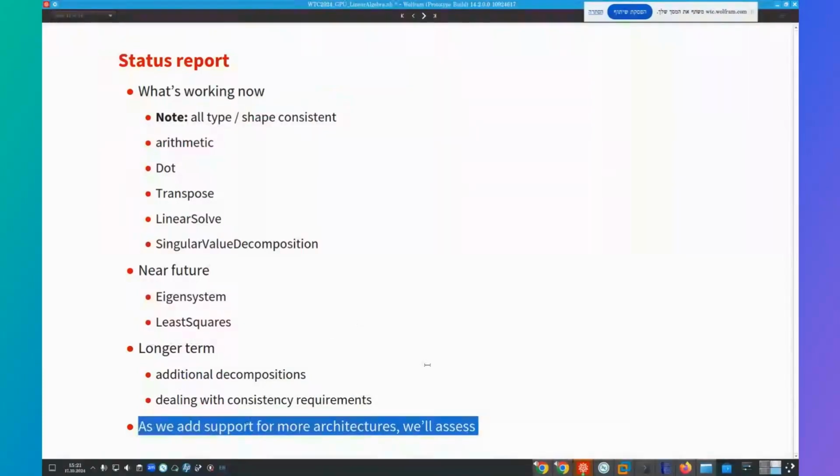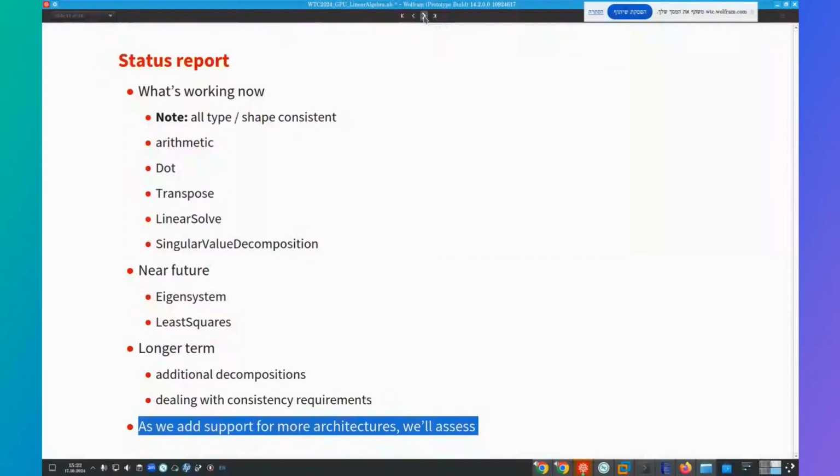And obviously, as we add support for more architectures, we'll assess what linear algebra is available. Right now, like I said, Apple doesn't even give us basic BLAS. I'm not going to write a BLAS library from scratch by myself. That would take a long time, even if I had the background to do it, which is not really what I do. So we'll have to see if there are other libraries we can use.